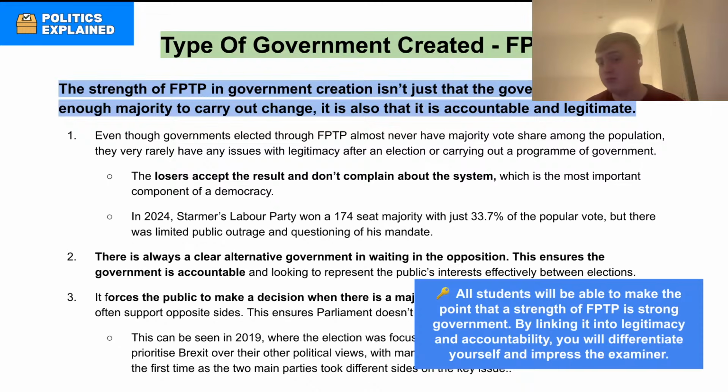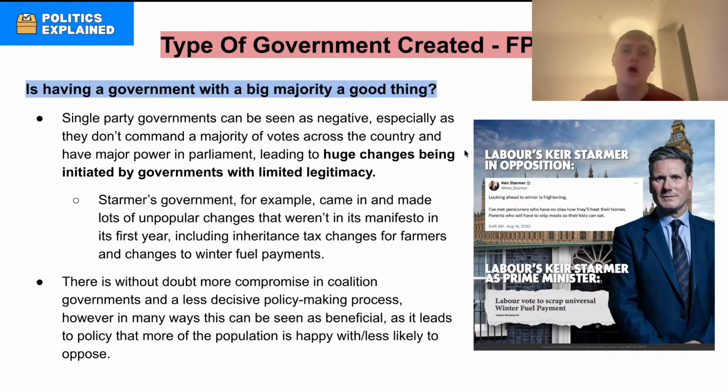So all students will be able to make the point that it's a strong government, but linking it into legitimacy or accountability is how you can really differentiate yourself from other students for the examiner. On the other hand, we've got some arguments that first past the post isn't effective in terms of type of government created. Firstly, is having a government with a big majority a good thing? Single party governments can be seen as negative, especially as they don't command a majority of votes across the country. So Starmer's Labour may have a big majority, which means they can affect a lot of change.